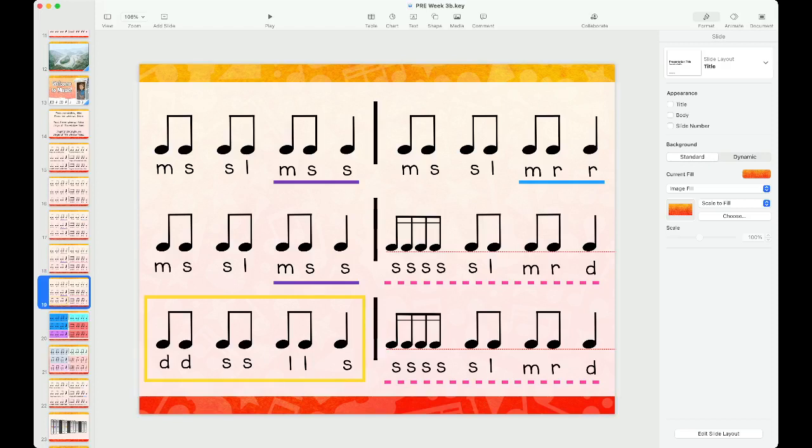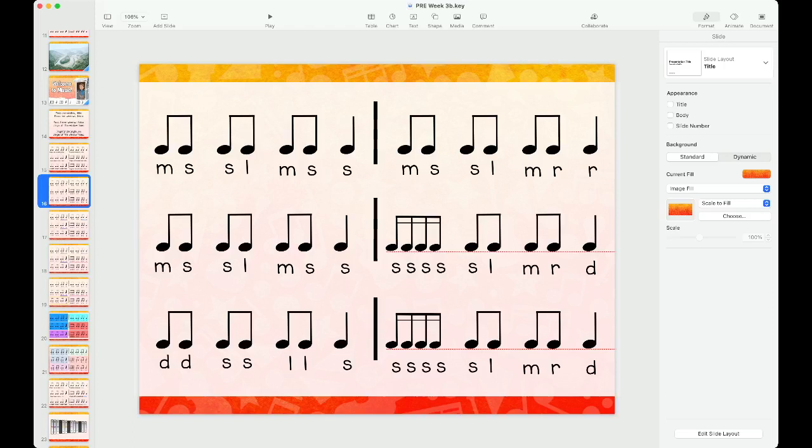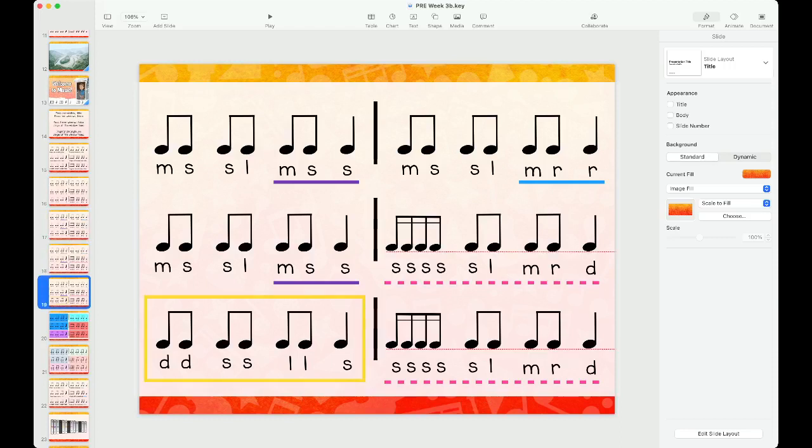Now, the way that I did that was I had a slide with just the solfege, and then I added one little element for them to look for. I added one more little element for them to look for. By the time they're done, we've marked up the whole song. And this just gives them a way to visualize, look for commonalities, and look for differences.